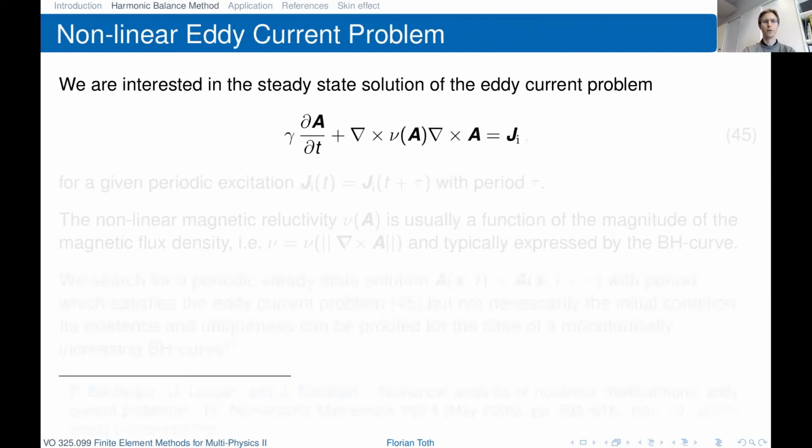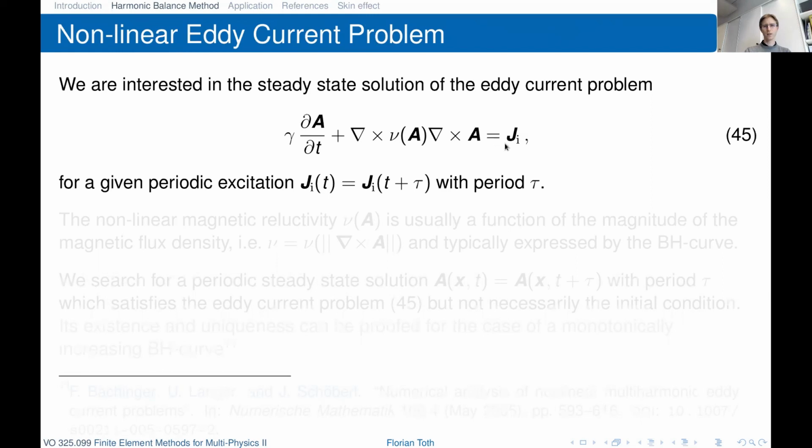So let's start with the nonlinear eddy current problem. We're interested in the steady state solution for the eddy current problem. Here A is our magnetic vector potential, gamma is the resistivity, the electric resistance, and mu is the nonlinear magnetic reluctivity. On the right-hand side, we have the impressed current density. This is given, and it is assumed to be periodic. So we have a period duration tau and a periodic signal.